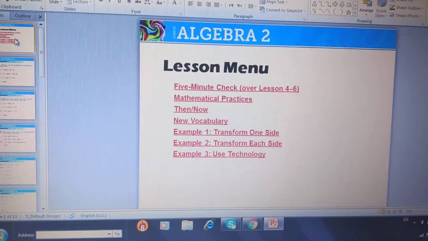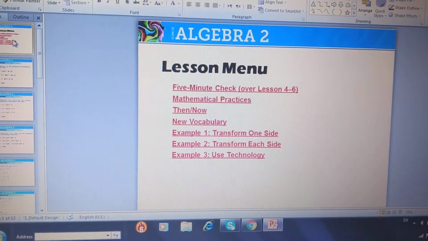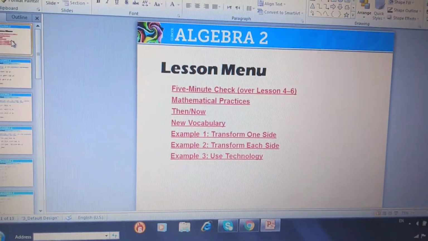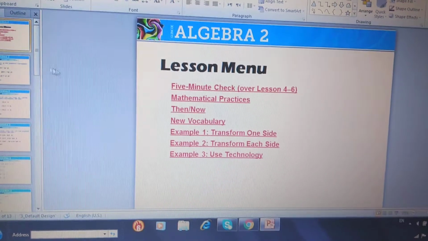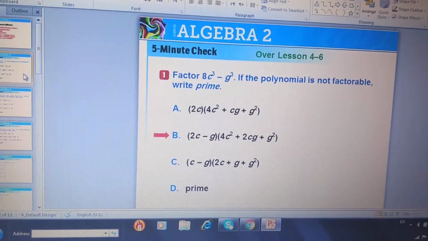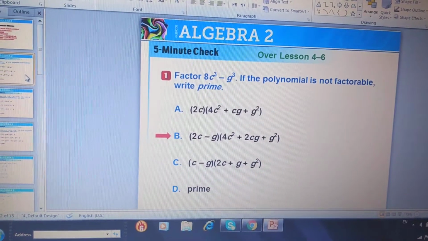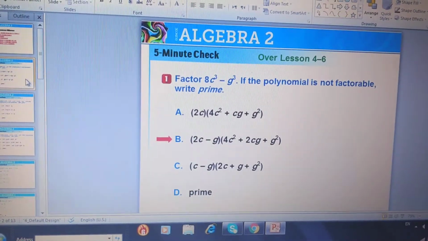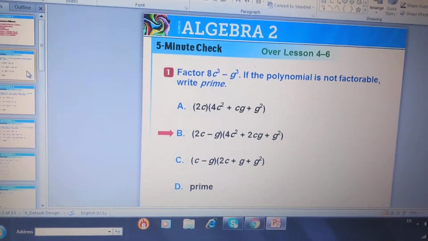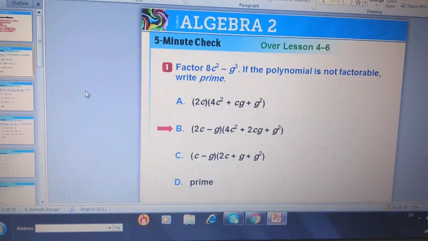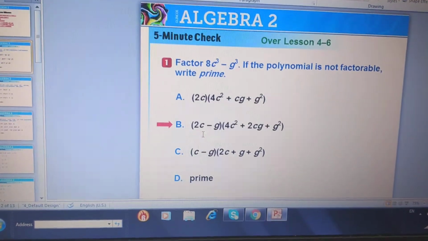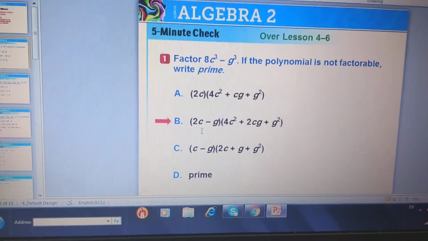Today our lesson is about proving polynomial identities. Before we start the lesson, we have some examples as a revision of the previous lesson. Factor 8c cubed minus g cubed. Here, of course, this is a special case, which is the difference of two cubes. We have a rule for it. The answer will be (2c minus g) times (4c squared plus 2cg plus g squared).